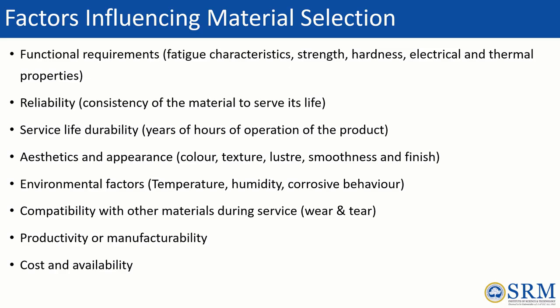So in conclusion, to summarize, process planning serves as the link between product design and manufacturing execution. A systematic process plan helps improve productivity, reduce cost, maintain quality and ensure efficient utilization of resources. Understanding these fundamentals is very much essential for every manufacturing engineer.